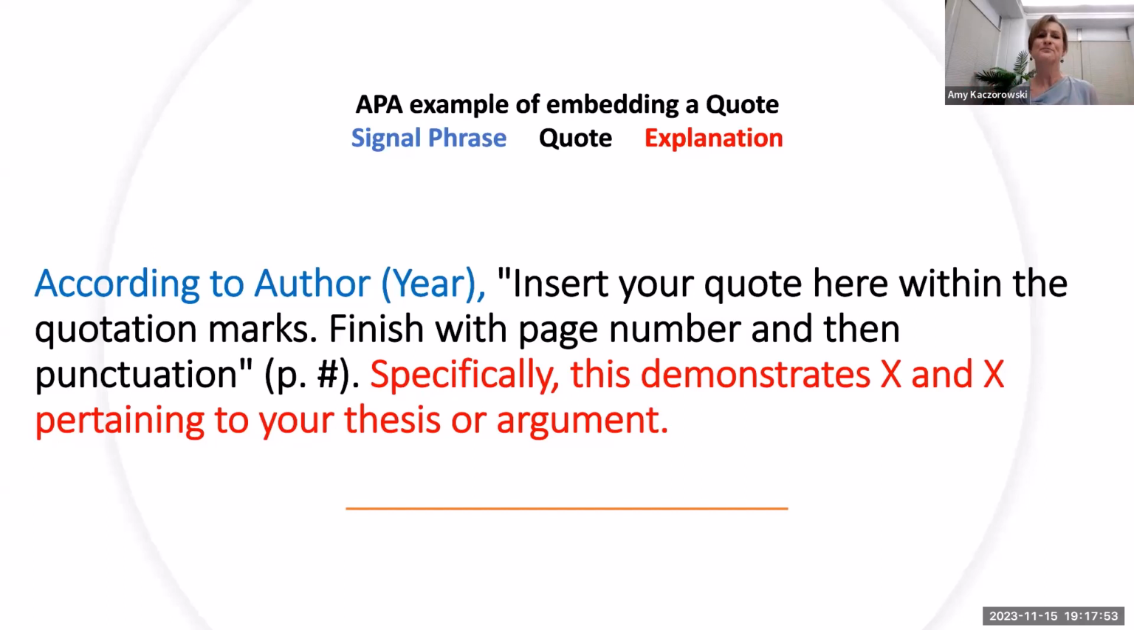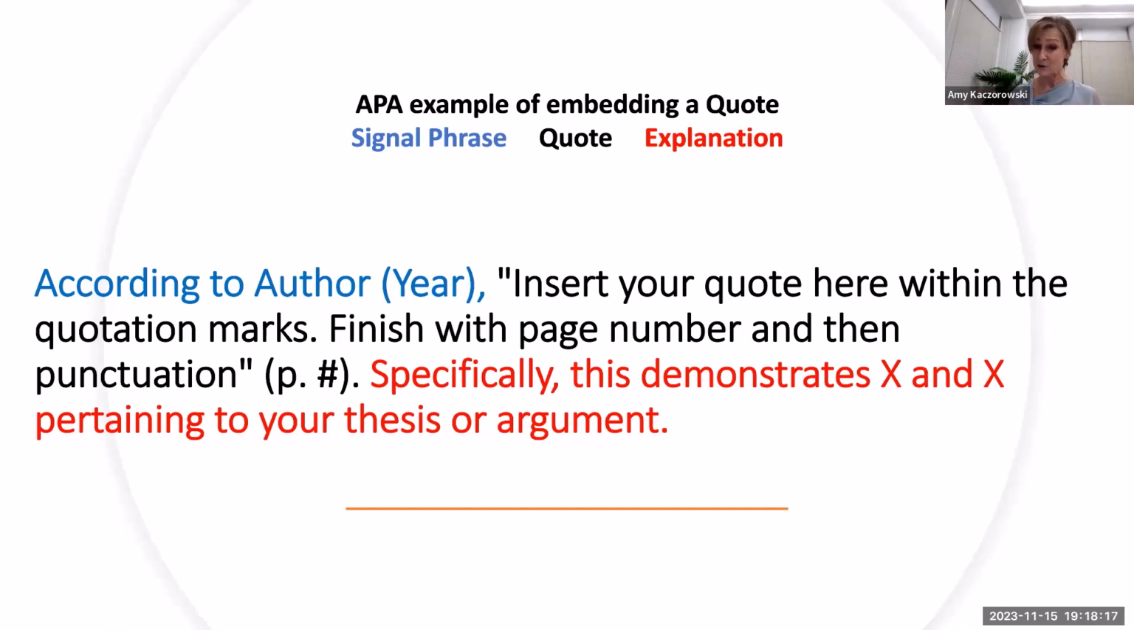That's a signal phrase. So you've got your quote in your quotation marks, and you're going to finish up for APA. You're going to put a page number. You have to have a locator so that your reader can find that specific quote in your source. So you're giving them the author, you're giving them the year at the beginning, and you're going to end that quote in parentheses with the page number.